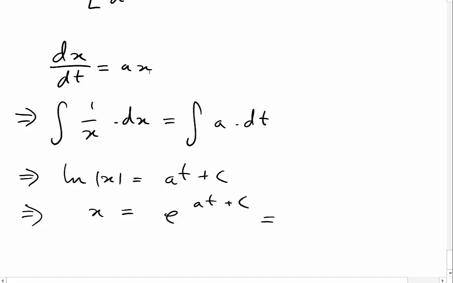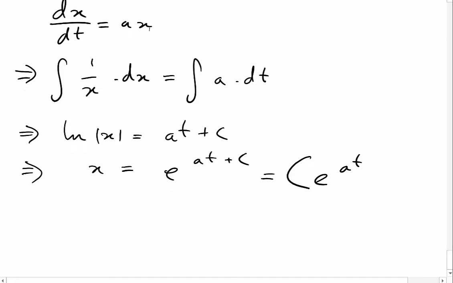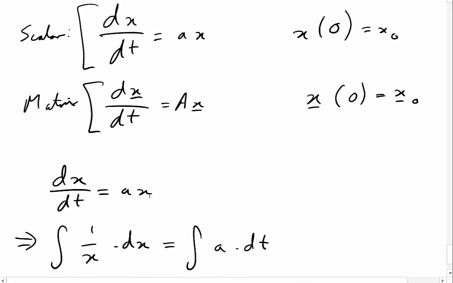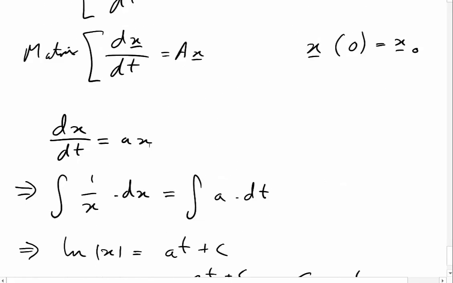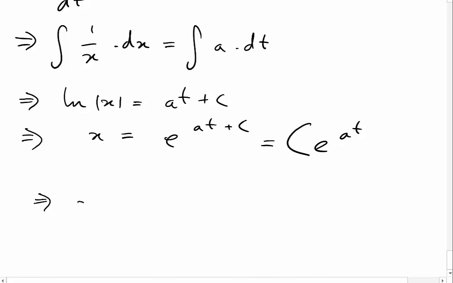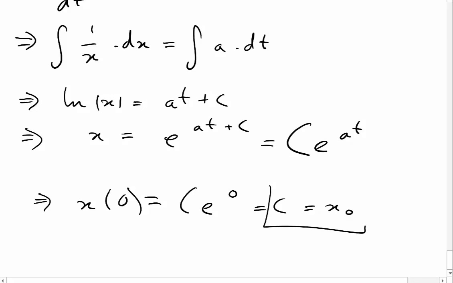which of course is just equal to, let's call it capital C, e to the at, and there we go. So this is what x is now equal to, it's C e to the at. Now if I use my initial conditions that x at time 0 is equal to x naught, in other words x at time 0, I just put 0 in for t, so I'll get C e to the 0, which is just C, and that's equal to x naught. So in other words, I end up with C is equal to x naught.